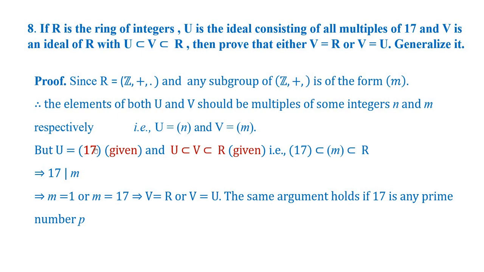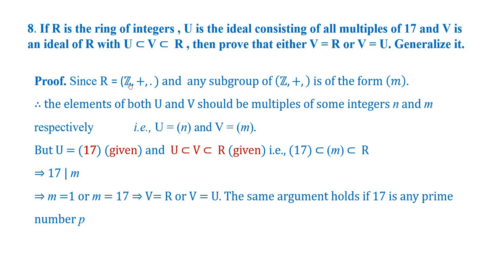But U is given to be generated by 17, that's given. And we are also given that U is contained in V, contained in R. That is also given to us. So this is the relationship that we have. The ideal generated by 17 is contained in the ideal generated by M, contained in R. Now the relation between this 17 and the integer M is that M must divide 17. So that will give that, because 17 is a prime, M equals 1 or M equals 17. If M equals 1, then V is R.